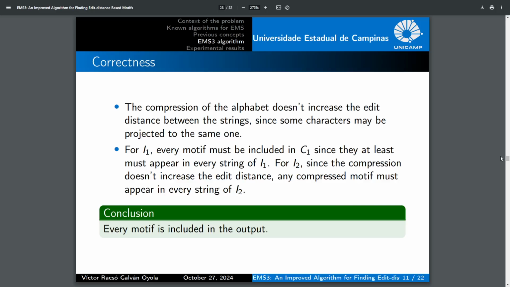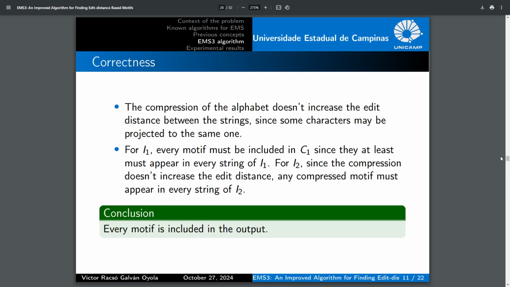Regarding the correctness, we must see that the compression of the alphabet doesn't really increase the distance between the strings, because some characters that originally are different may be projected to the same one, so some mutations of the edit distance might be deleted in this case because they are just going to be the same character. So it's valid to compress the alphabet this way.